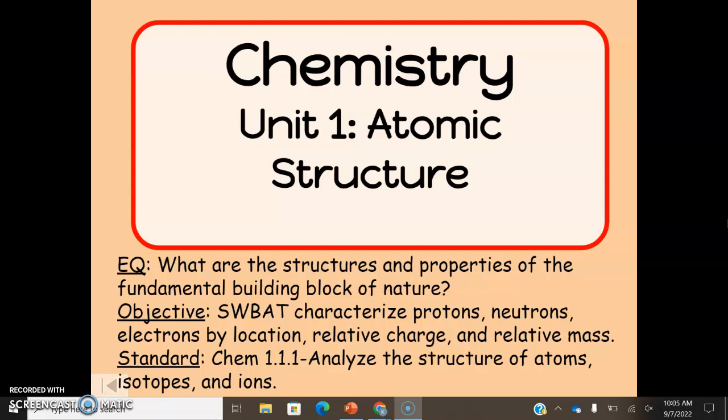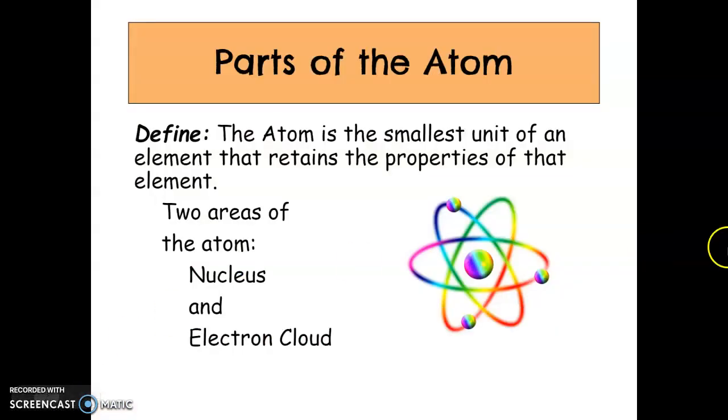Today we're going to focus on the atom, and our objective is to be able to characterize protons, neutrons, and electrons by their location, relative charge, and relative mass. So by the end of the day, you will be able to tell me what an atom is and what the different components of the atom are.